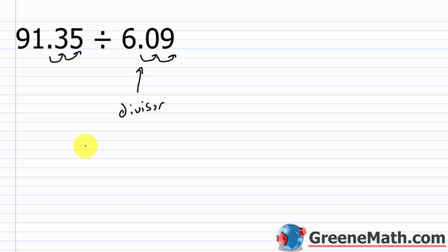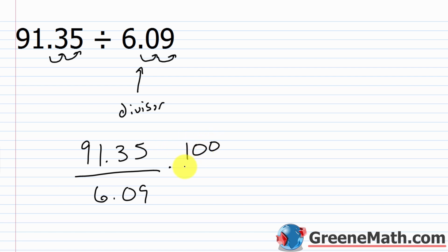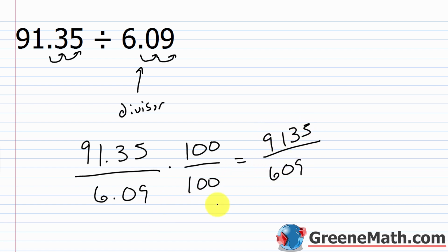In fractional form, you can think about this set up this way. If I just multiply the numerator and denominator here by 100, what I'm going to end up with is 9,135 over 609. Right? That's all I'm basically doing. I'm matching the movement that was made in the divisor that made it into a whole number in my dividend. So that's the first thing we want to do.